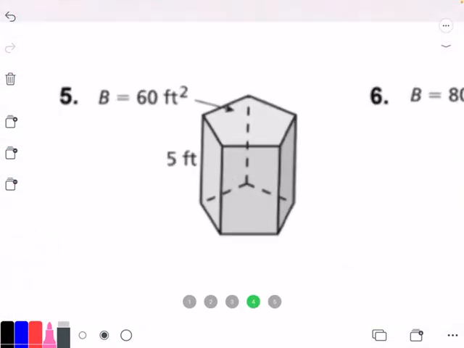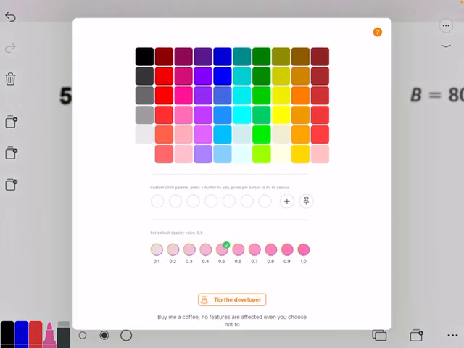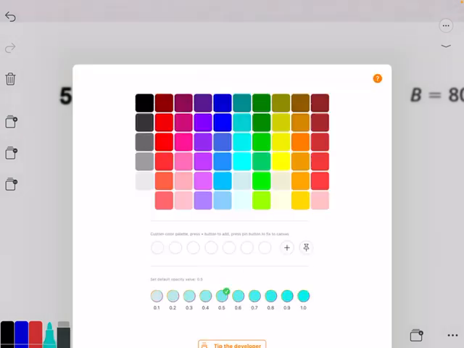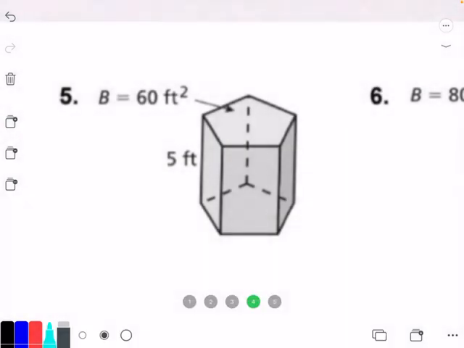Okay. Moving on. This shape looks a little different. Let's choose another color. How about this light blue? Okay. This is a little different shape. We have a pentagon here.